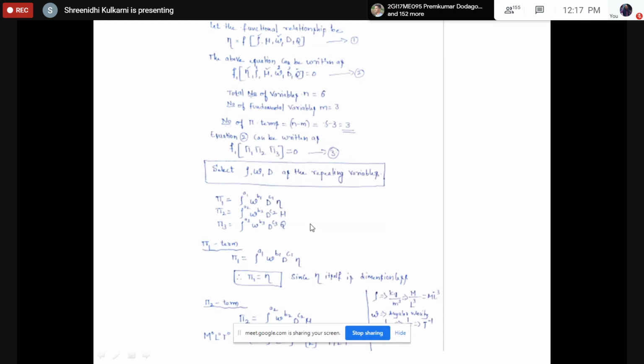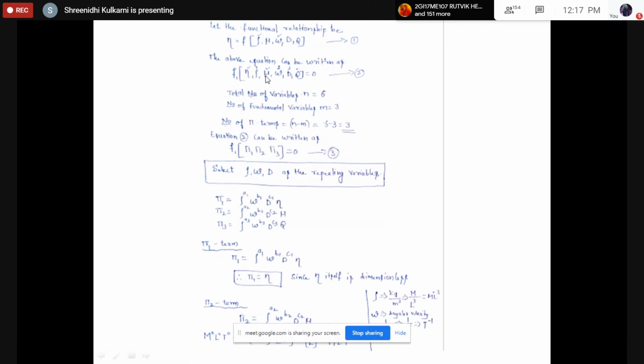Excuse me, sir. You have taken omega, angular velocity, for repeating. But for the flow, you can take mu, the dynamic viscosity, also, no sir? Yes, for flow we can take that. That's why I'm telling, we can't stick only to omega. Further we can go for even this also. There is no problem.